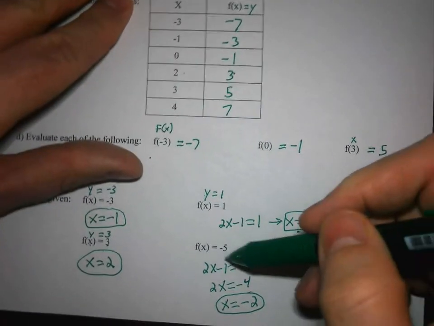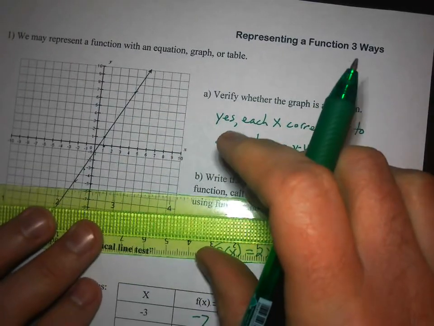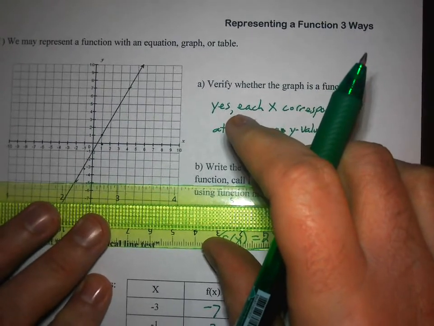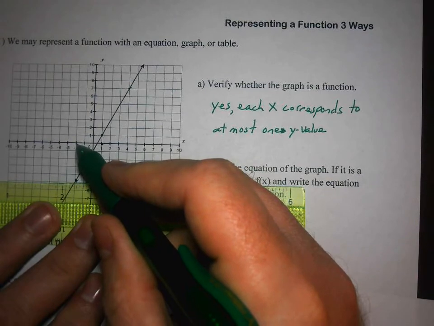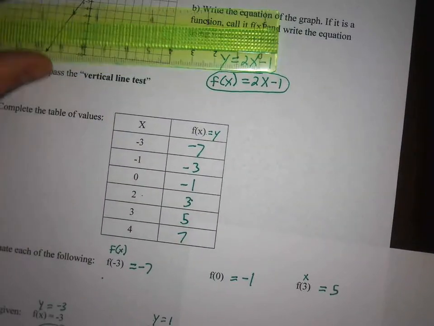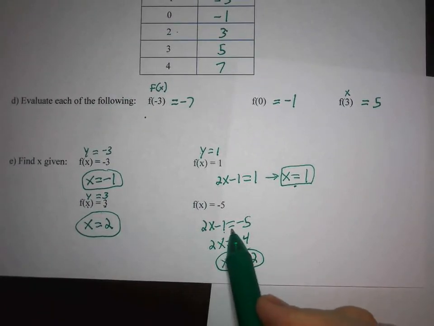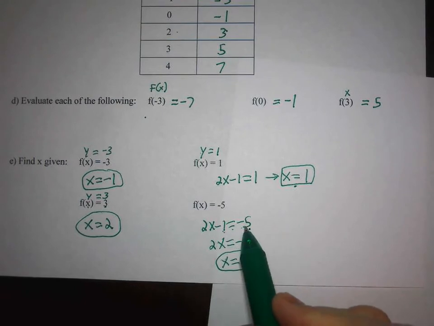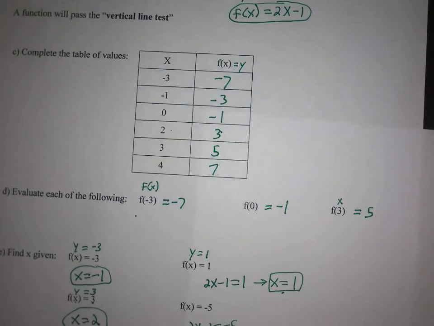On the last one, when f of x equals negative 5, graphically, we can see that negative 5 is right here. When you go straight across at negative 5, we hit this point right here on the graph, which is when x equals negative 2. So negative 2 is the answer there. If you use the equation, we know that 2x minus 1 should equal negative 5. So add the 1 and then divide by 2. So that's how you look at a function using a table, equation, and graph.